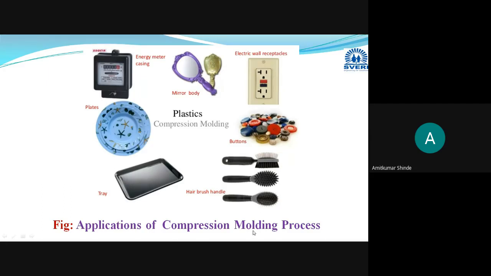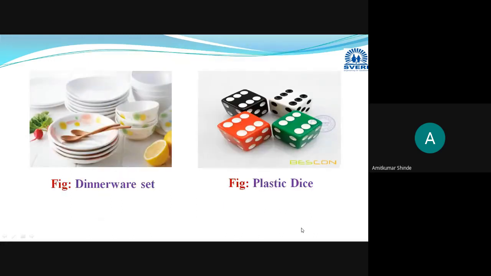process only. Then whichever hairbrushes are available in our home or in the markets, the handle of these hairbrushes is manufactured with the help of the compression molding process. And then the dice, for playing certain games we are using dice, different color dice, these are manufactured with the help of this compression molding process only. Then dinnerware set, I have already explained this.